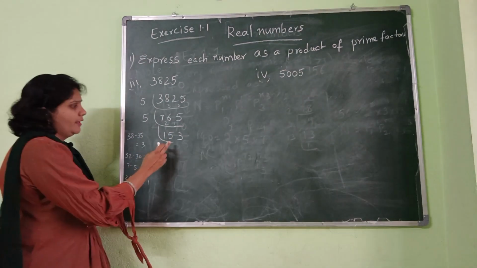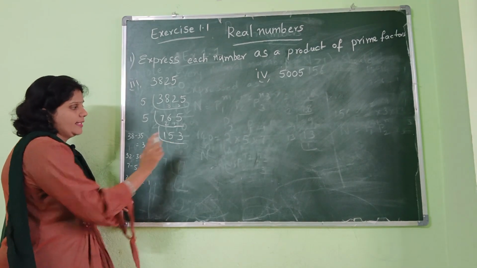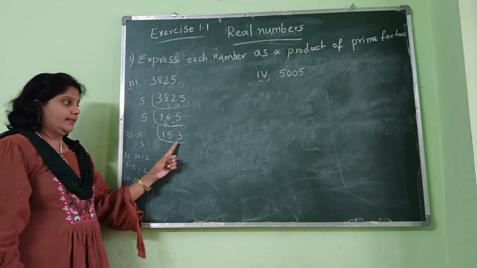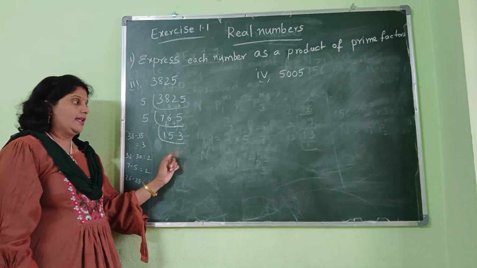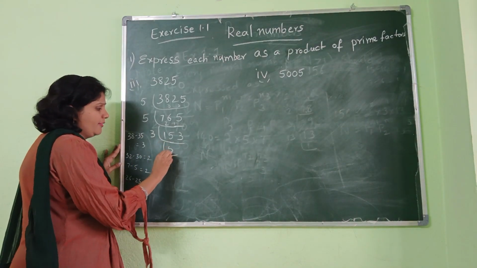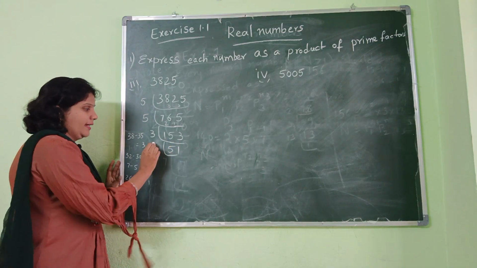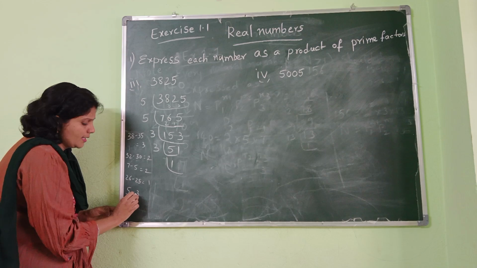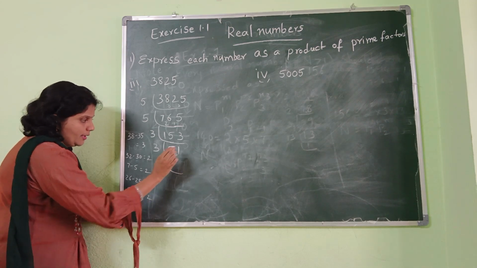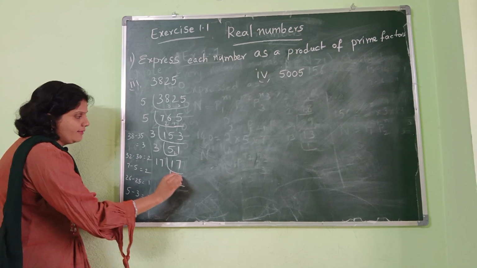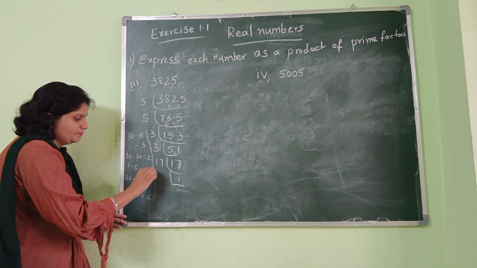Okay, next. In 153. So the number is 153. The number is ending with the digit 3, so it is divisible by 3. So 3 fives are 15 and 3 ones are 3. Again 3 ones are 3, but here it is 5. So 5 minus 3, how much? 2. So write down here 2. 3 sevens are 21, and in 17 table, 17 ones are 17.